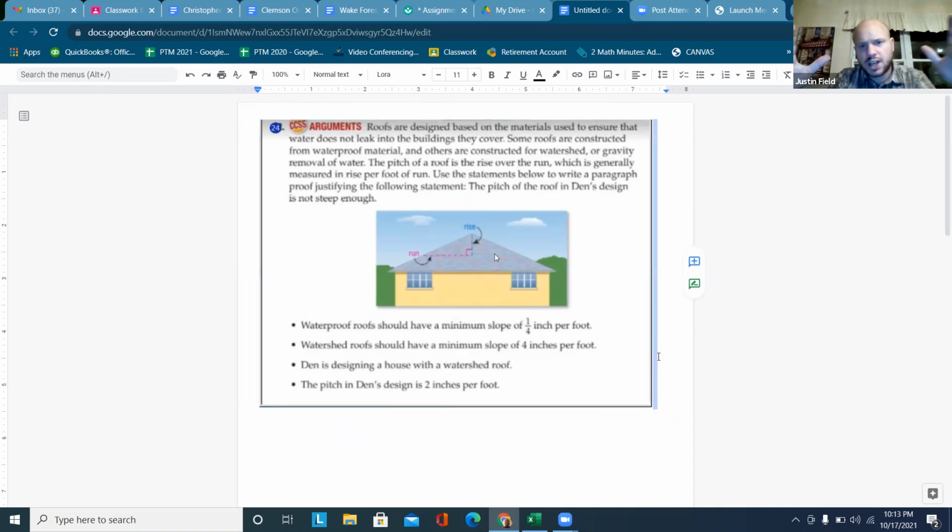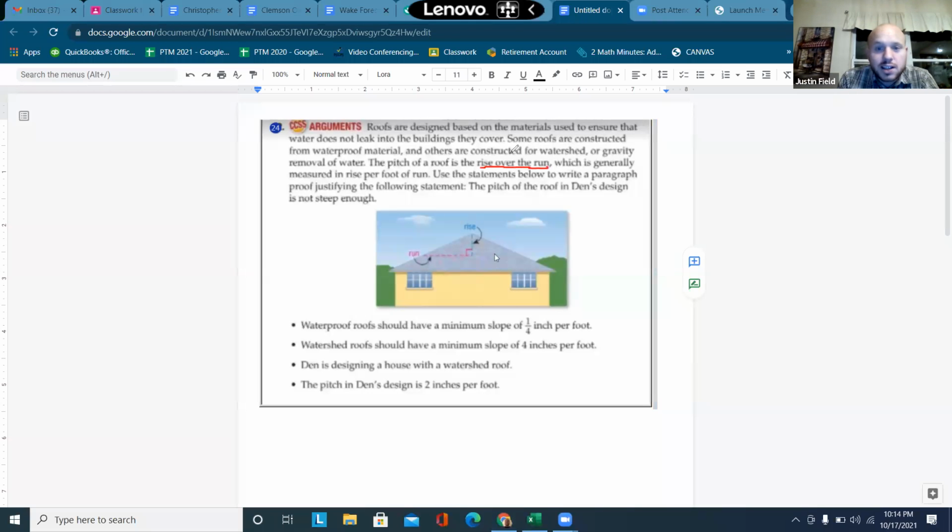All right, roofs are designed based on the materials used to ensure that water does not leak into the buildings they cover. Some roofs are constructed from waterproof material and others for watershed or gravity removal of water. Pitch of the roof is the rise over run. Circle that. Rise over run, you mean the slope. Annotating this question a little, which is generally measured in rise per foot. Rise per foot of run.